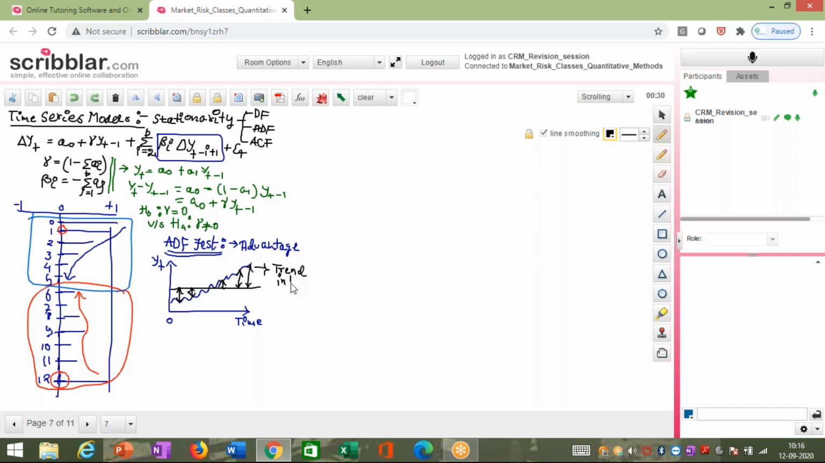So what it means is that across multiple subsamples, you will see that the variance keeps on increasing, and hence the time series is a non-stationary time series, because the variance is not constant. So it is non-stationary in variance.